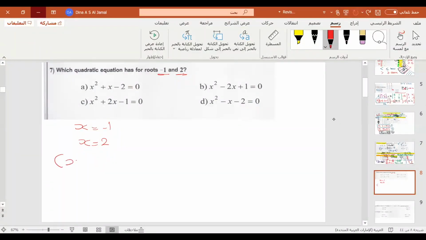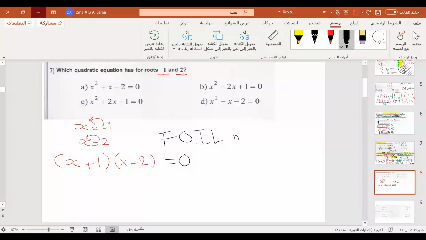That means x, can we change it as a factor? X plus 1, x minus 2, and with this, if I would like to use the FOIL method, after doing this FOIL method, I will be having lastly x squared minus x minus 2 equals 0, which is option D.